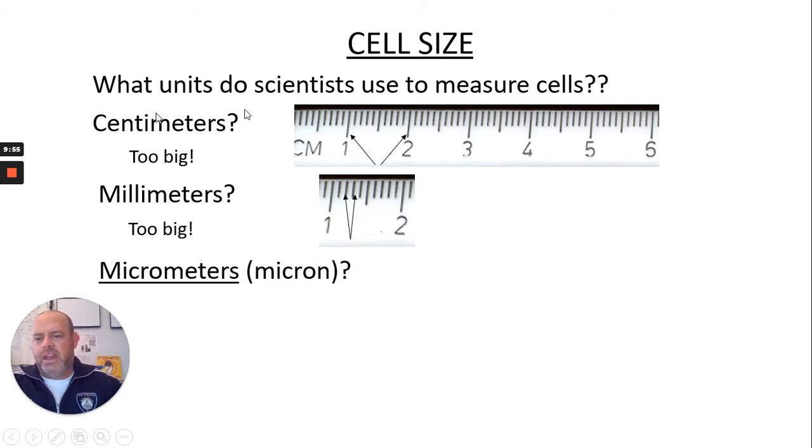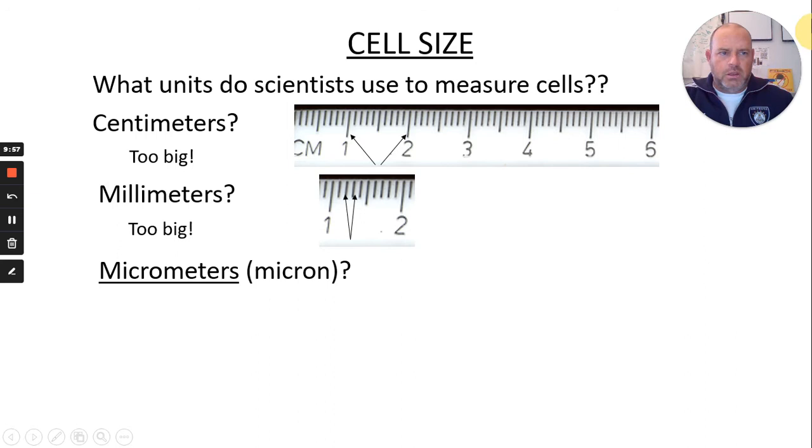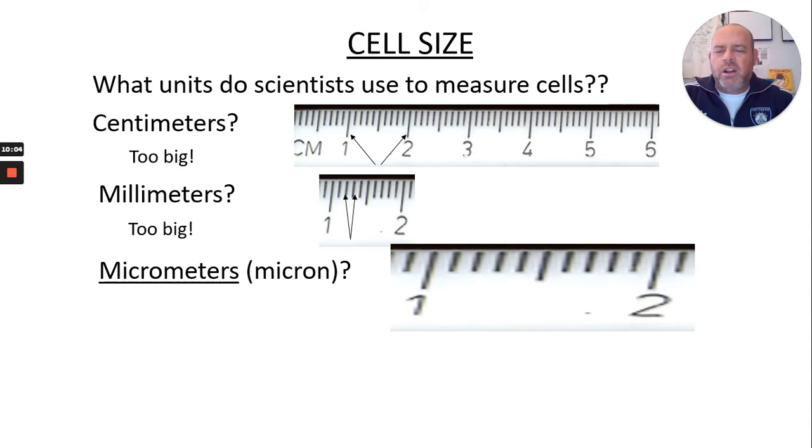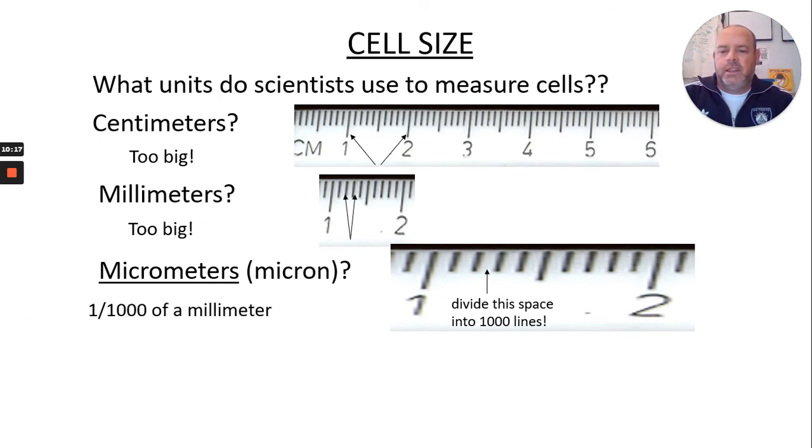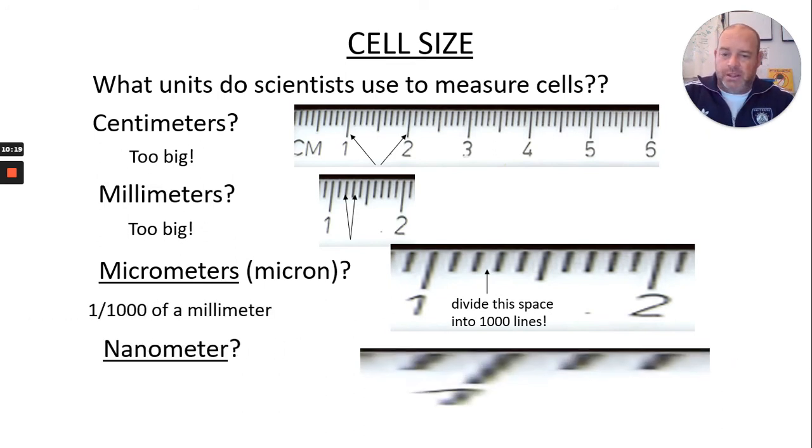We have microns or micrometers. We just abbreviate it or call it microns a lot of times. A micron is if you took a millimeter, remember the skinniest lines on the ruler, the space in between them, and if you divided that by 1,000, you would get 1 micrometer. So it's a 1,000th of a millimeter. And then if you go to nanometer, you take that micron and divide that by 1,000, and you will get a nanometer. Okay, so super small.